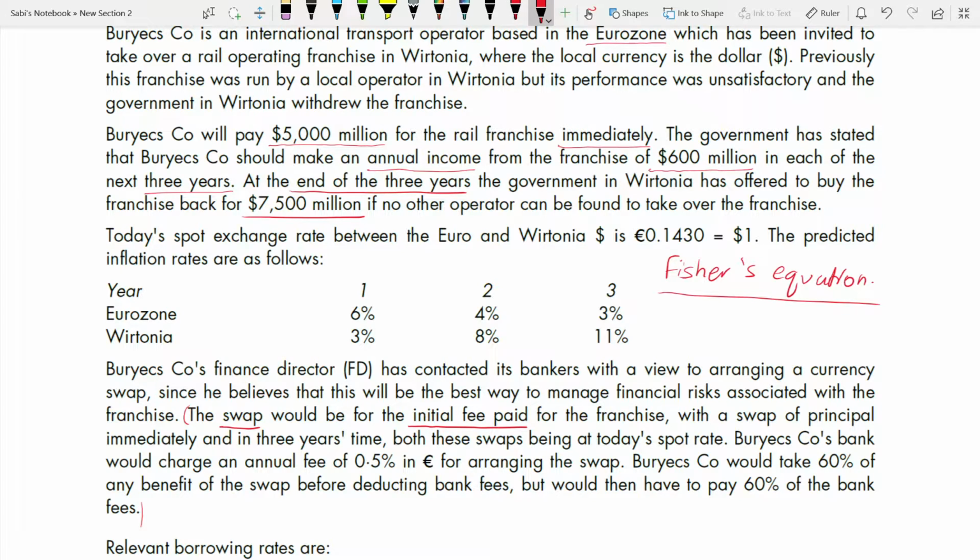What is that initial fee? 5,000 million. It's given in the second paragraph. I've underlined it also. So the swap will be for the initial fee paid for the franchise with a swap of the principal immediately and in 3 years time. Both the swaps being at today's spot rate.